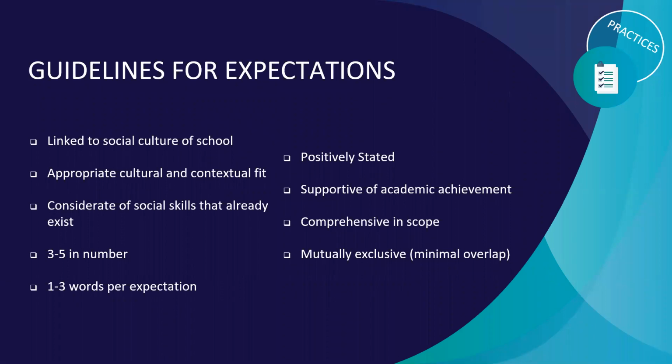So when you create your expectations or core values, if you don't already have them in your building, here are some guidelines you should consider. First of all, make sure they're linked to the school culture and the social culture of your school, right? Are you using language in your expectations that is universal to everybody, or might it inadvertently be based upon the dominant culture and not include the diversity of the student body, which is really important?